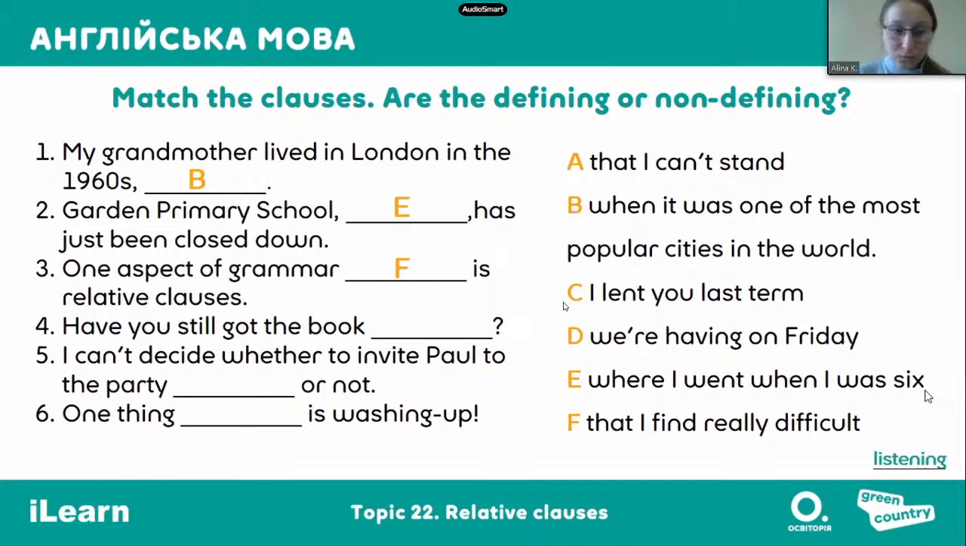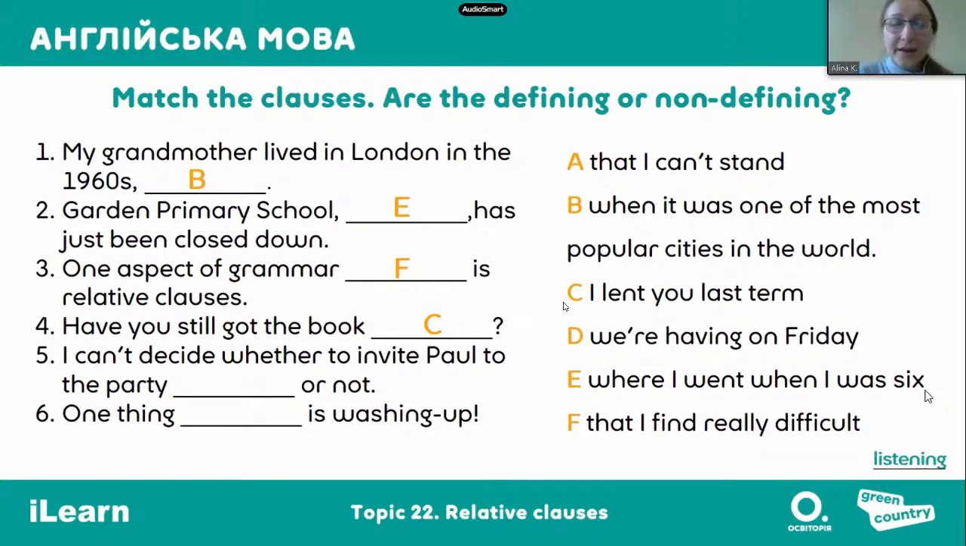Let's go to number 4. Have you still got the book? And I see the correct answer, C. I lent you last term. So what do you think? What relative pronoun is omitted here? Тут просто упустили, да? В четвертому тут просто його не зазначили, цей relative pronoun, але для себе ви можете його проговорити з relative pronoun. What relative pronoun is omitted in this example? You have still got the book. I lent you last term. Which or that? That's right.